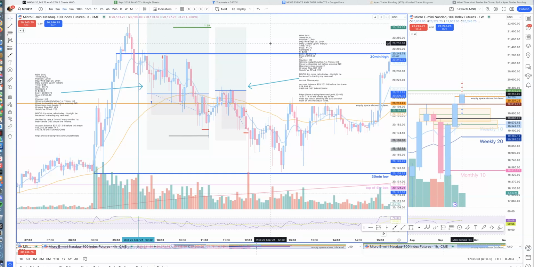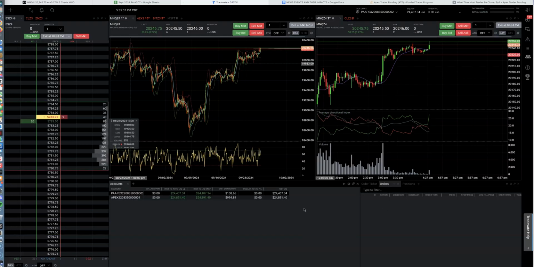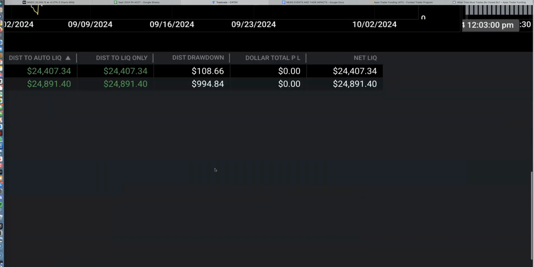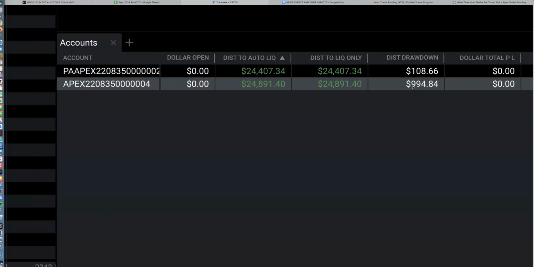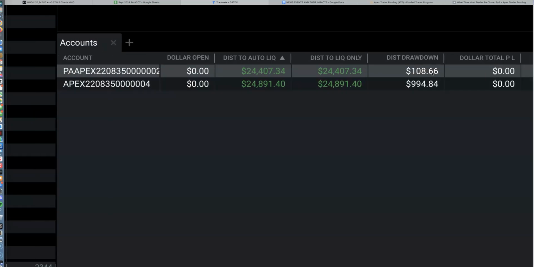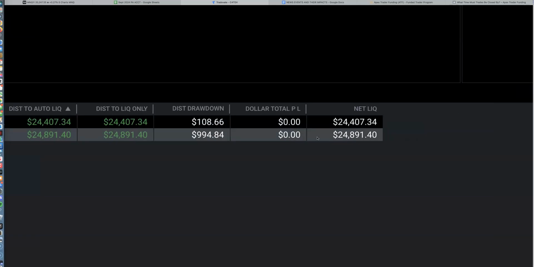Okay, I'm going to be going over day 20 and 21 of me trading with Apex. This is where my eval is, so the eval that I bought last week. And then this is my PA account. I have not traded it.